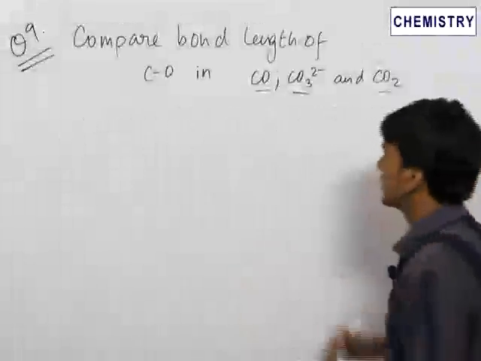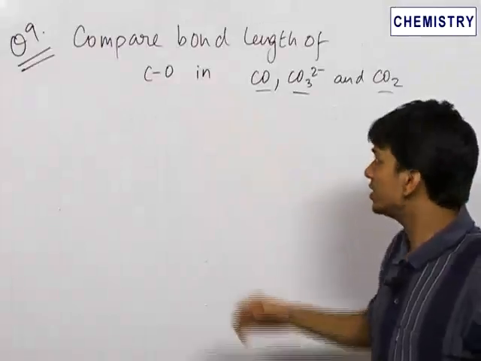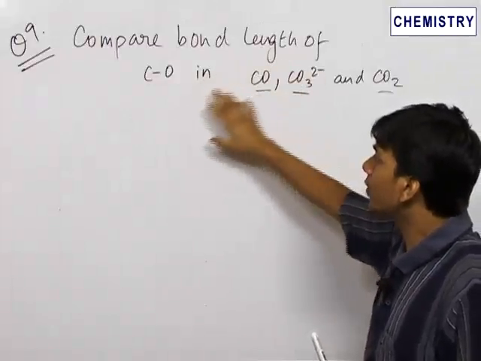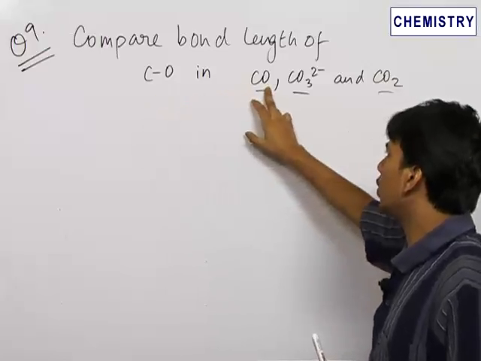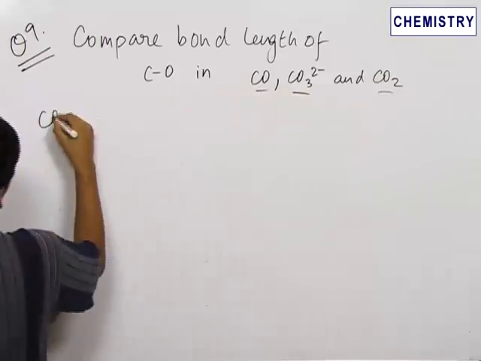Now here's a pretty important question. The concept which you learn here will be applied in many other questions regarding bond length and bond order. We need to compare the bond length of carbon and oxygen in carbon monoxide, CO3 2-, and CO2. So first let us take the case of CO3 2-.